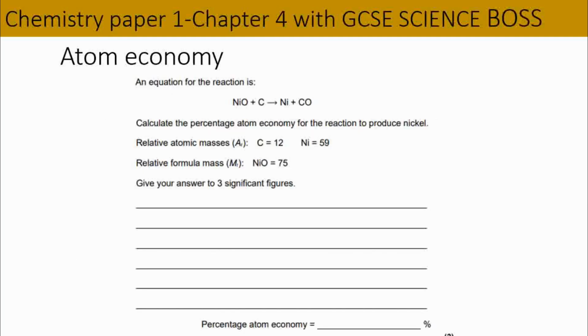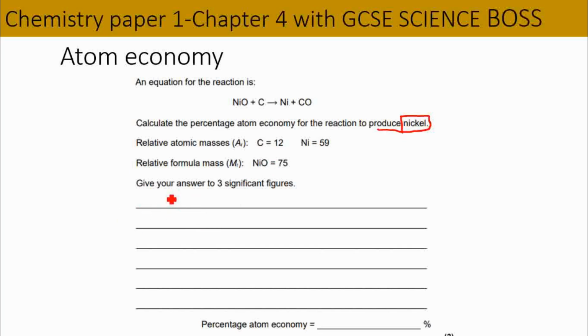Okay, so here is a question. Let's have a look at this one. To calculate the percentage atom economy, an equation for the reaction is NiO plus C gives you nickel plus CO, which is carbon monoxide. Calculate the atom economy for the reaction to produce nickel. So nickel is the desired product, and we've been given all of these MRs here, and we need to give our answer to 3 significant figures.